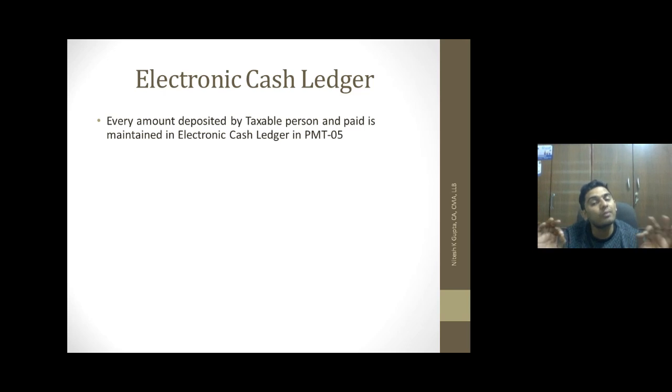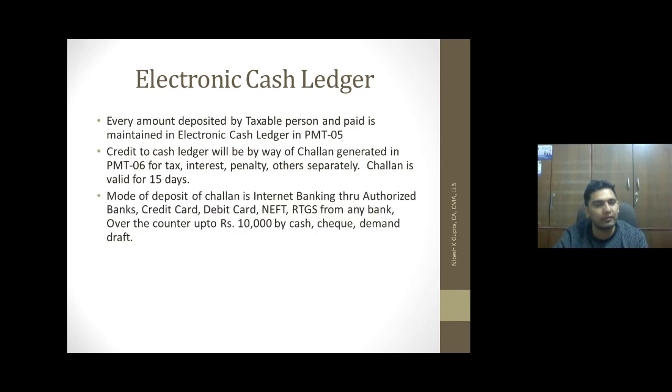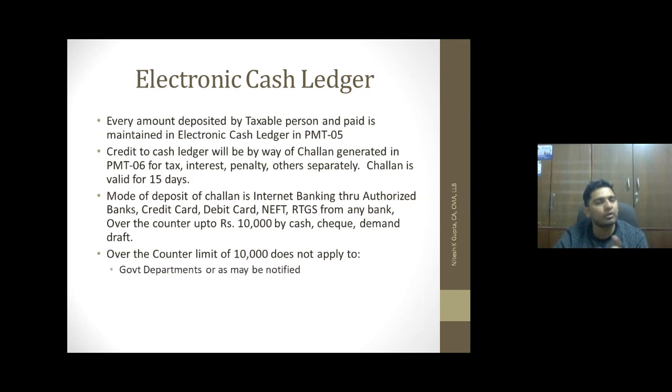Cash ledger. Every amount deposited by a taxable person and paid by cash, that means through bank or any other mode, is maintained in the electronic cash ledger in PMT 05. It will be credited by way of challan generated in PMT 06 for tax, interest, penalty or others separately. Challan is always valid for 15 days. You can pay your challan through internet banking, debit card, credit card, NEFT, RTGS from any bank, and over the counter payment up to 10,000 by cash, cheque or demand draft is also allowed. The over the counter limit of 10,000 is not applicable for government departments.